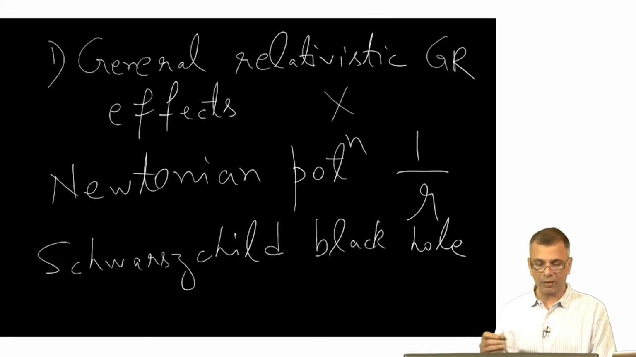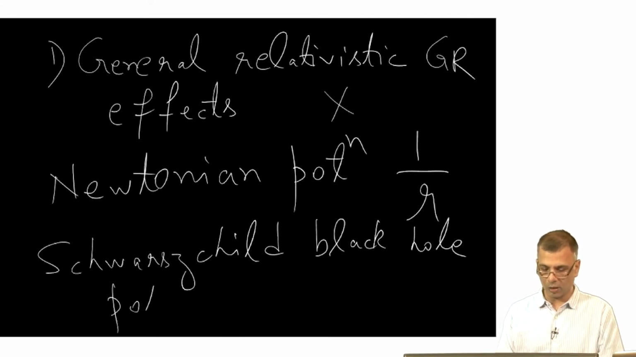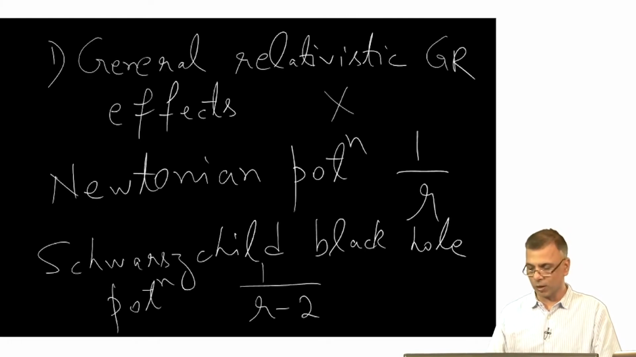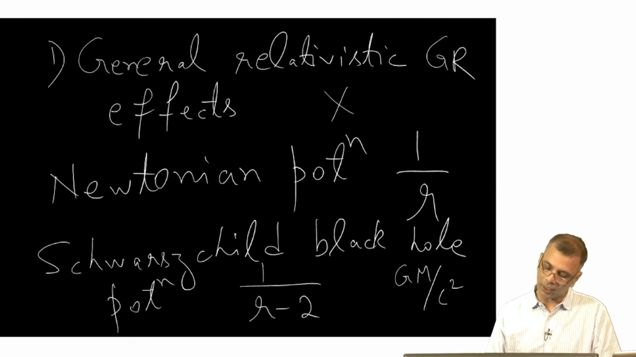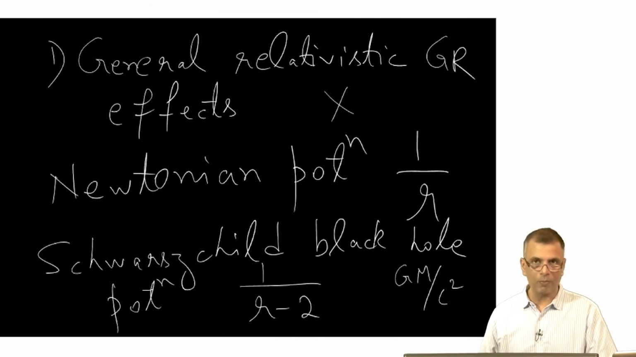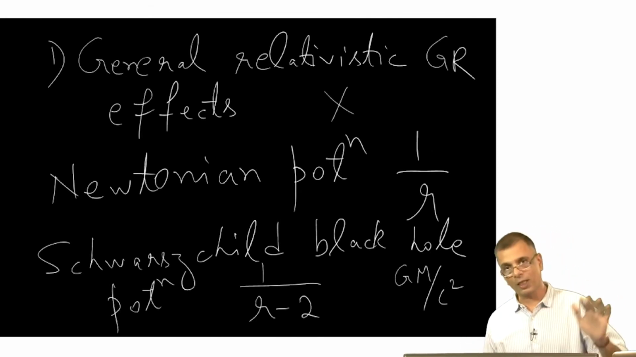the entire GR metric can be approximated, at least as far as fluid flow goes, by a potential which does not go as 1 over r, but goes as 1 over r minus 2, where now we are writing r in units of the gravitational radius. So this really should be 2GM over r squared, but if we are writing r in units of GM over c squared, the potential can simply be written as 1 over r minus 2. Now, notice the difference between this and that. It seems like a small difference, but it makes all the difference in the world as far as the inner boundary condition goes.